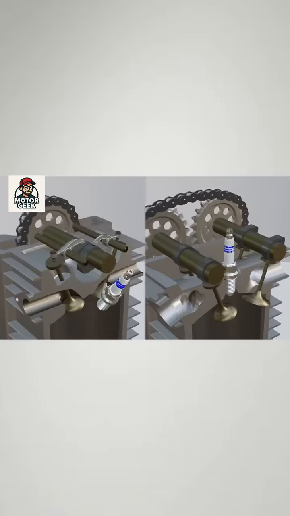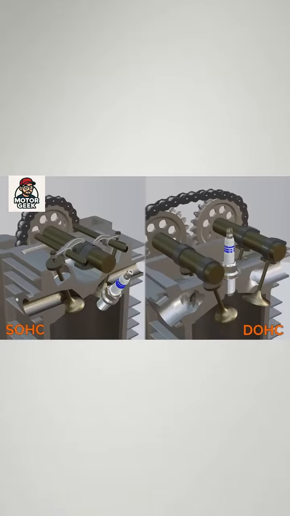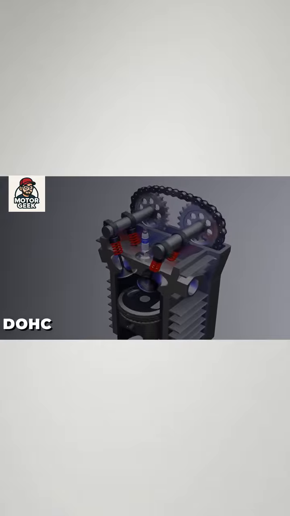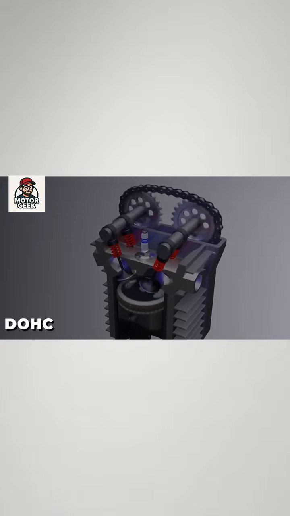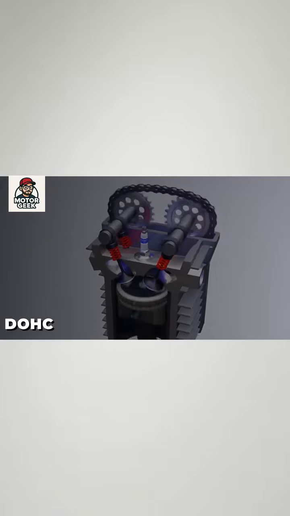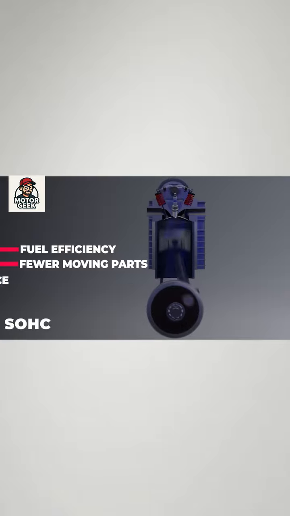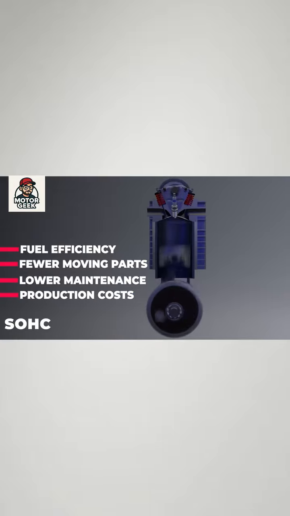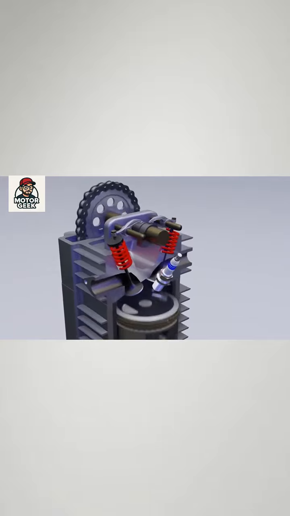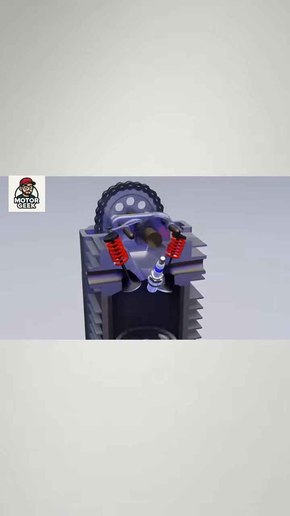From what we've talked about so far, we can sum up the two types of engines, SOHC and DOHC. The DOHC engine is all about power, offering more power and higher RPMs. On the other hand, the SOHC engine is all about fuel efficiency, fewer moving parts, and thus lower maintenance and production costs. It's also worth mentioning that SOHC valve systems tend to produce more torque.